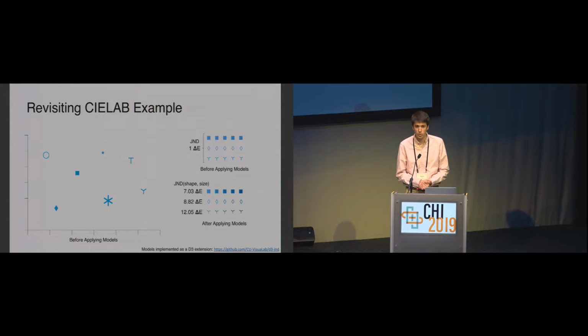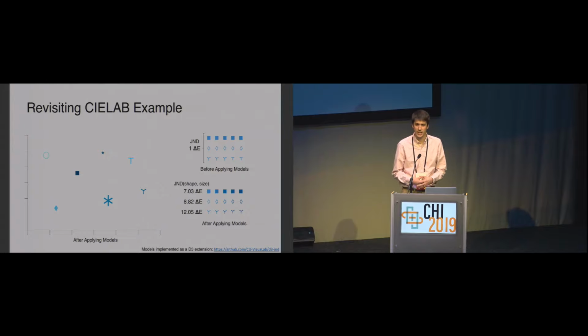So here I've computed new J and D values using our models for 3 different shapes. And you can see that the J and D values are much more than 1 Euclidean distance. Colors need to be much more separated for people to reliably discern differences for marks of this shape and size. And if I apply these models to the scatter plot on the left, we can now readily discern color differences in these marks.